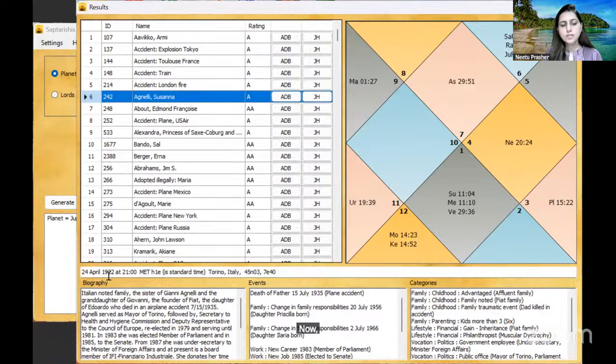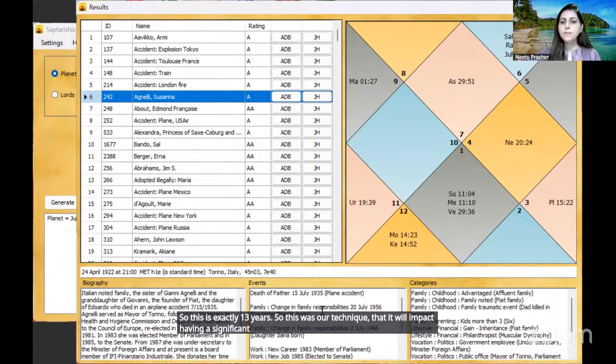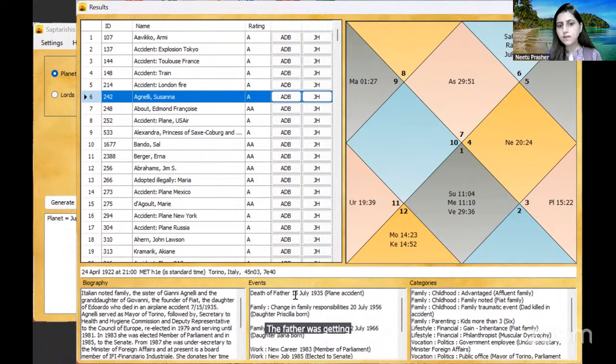Now, this lady was born in 1922. Okay. And look at the event. Death of father, 15 July 1935. So this is exactly 13 years. So this was our technique, that it will impact having a significant life event in the relative's life. So the example chart we discussed in the technique, the father was getting impacted. So here the father died exactly at 13 years of age.